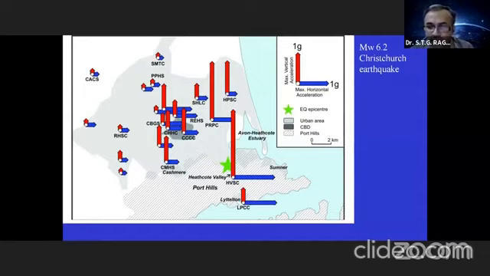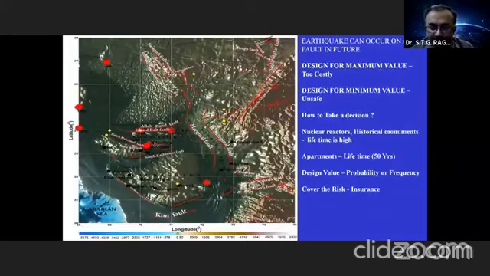Now if we compare this with our IS code, the maximum value is 0.36 G, but the design value is Z by 2. So you are designing for this value. And if I ask you once again whether you will be safe when you design as per the Z values, it's very difficult to answer, right?